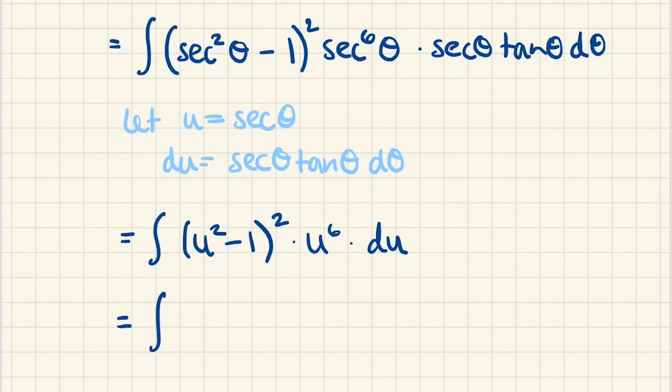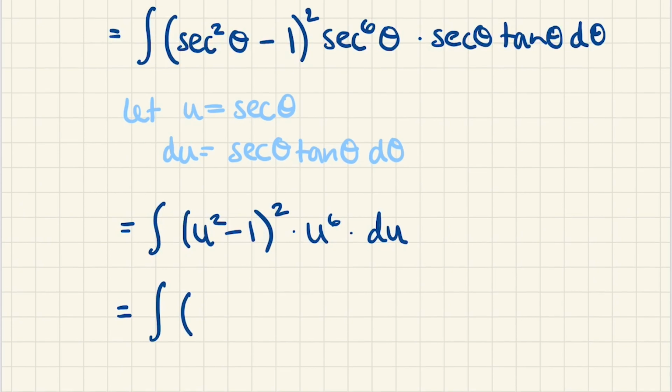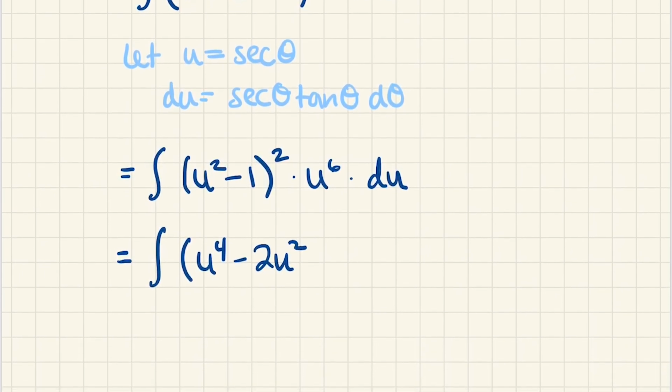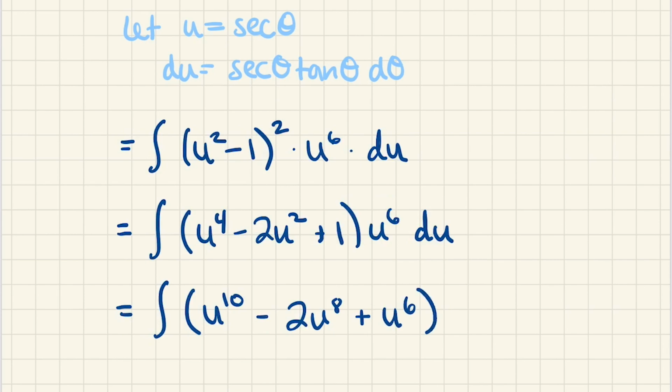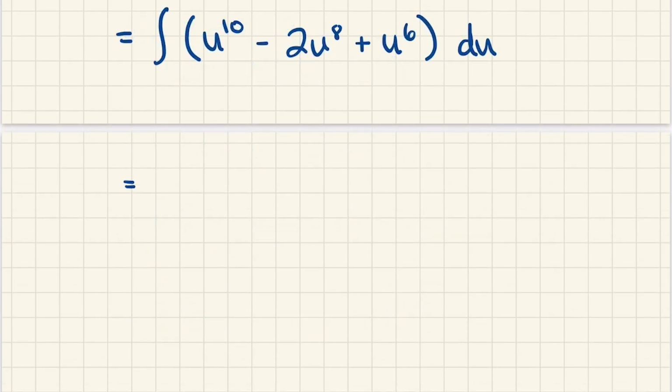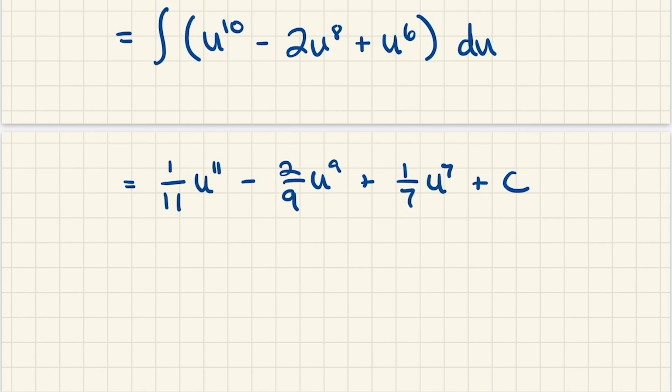Okay, so now let's just have a FOIL party here. u to the 4 minus 2u squared plus 1, u to the 6th du. Let's distribute that u to the 6th. So we get u to the 10 minus 2u to the 8 plus u to the 6. And we can integrate, it's just a polynomial. So this would be 1 over 11 u to the 11 minus 2 over 9 u to the 9 plus 1 over 7 u to the 7 plus c.